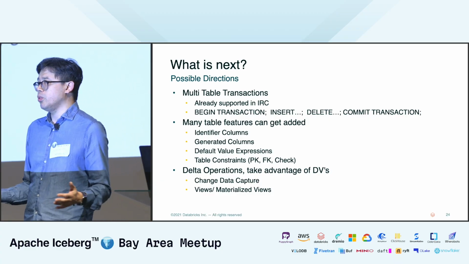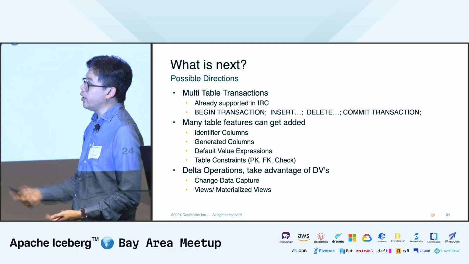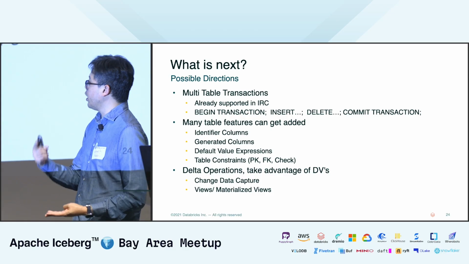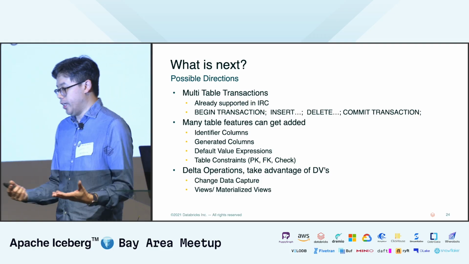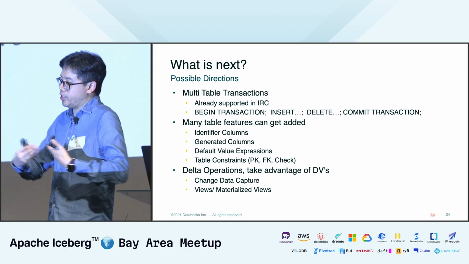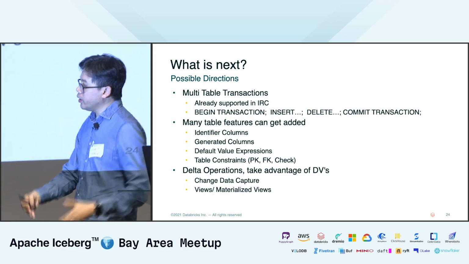There are many table format features that are still being implemented, right? Some are already there. Identifier column, generated column, default value expressions, table constraints, your primary key, foreign key, check constraints, unique constraints. And so these things, I think the Spark DSV2 API is expanding. We're doing a lot of work there to expand that, the language support and the API.